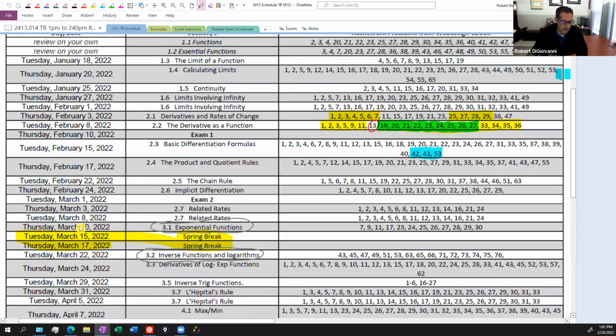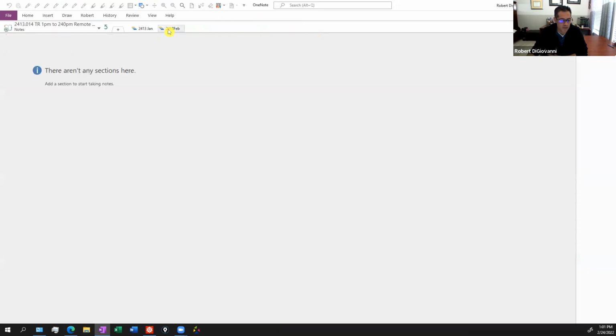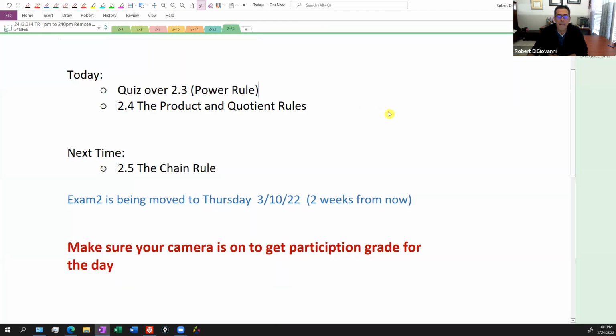By doing that, we should be able to get most of chapter 2 in. We'll see how we do on related rates. That usually takes 2 full classes. So that's the plan. Any questions? No? Okay.